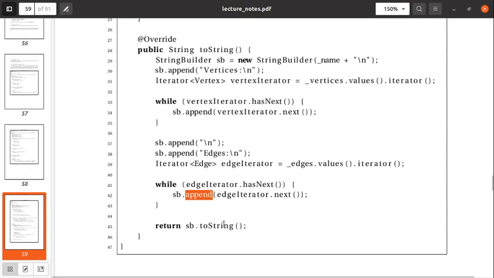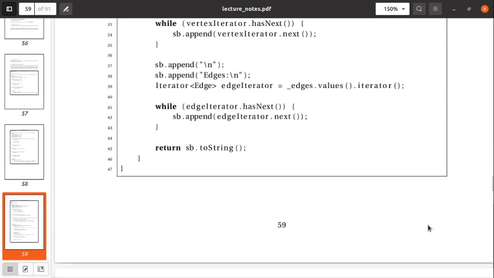And then once we've fully iterated over that, then we've added everything to the string builder, so we can call toString and return that, right? And so then it'll jam all of that into a single string and it will return it.